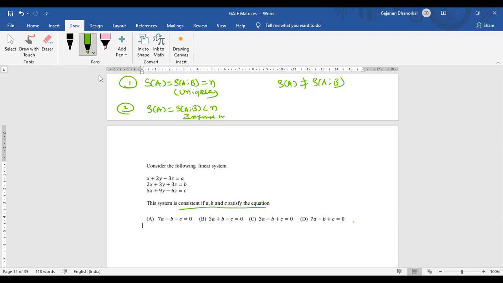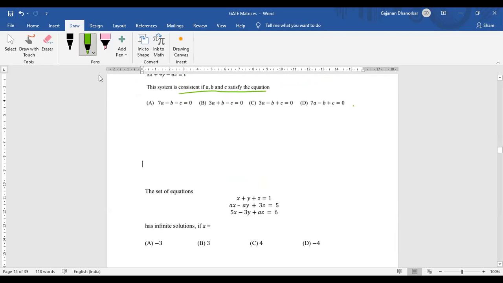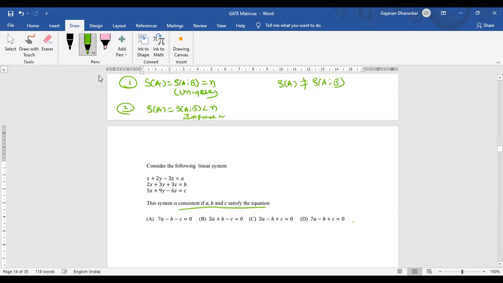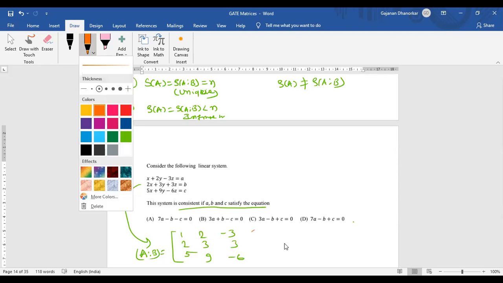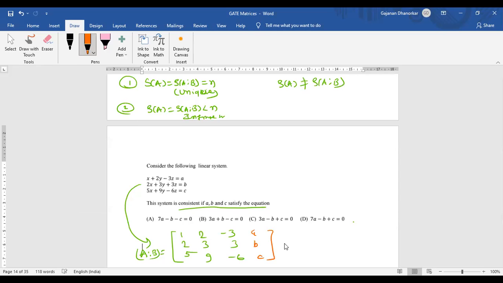Which property? Now, if we are to talk about consistency, then we have to talk about its rank. This problem is for 2 marks in your exam. Now, easily we will solve this. Write down this directly into matrix form. Which matrix will come? 1, 2, -3. Shall I write directly this augmented matrix AB? Yes. 2, 3, 3, 5, 9, -6, and A, B, C. This is your augmented matrix.